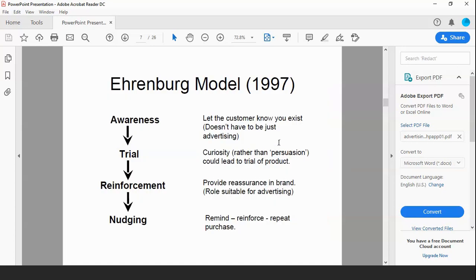And then we have the Ehrenberg model, which is about awareness and trial and reinforcement and nudging. Now, the key element here is trial. When we say trial, it means that the value of a trial is good for certain products as compared to others. For example, a type of food that we eat, or some snacks like chips, it's very likely that we get fond of something only when we try it once. So we can try out tens of biscuits or chips or juices or soft drinks, to keep on discovering new flavors, and then we can know which of them we like and which we don't. So we do experiment a lot in these kinds of categories.